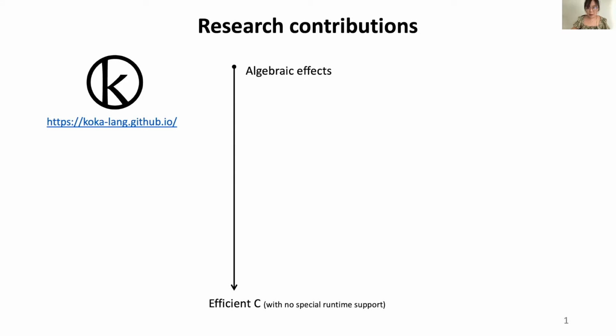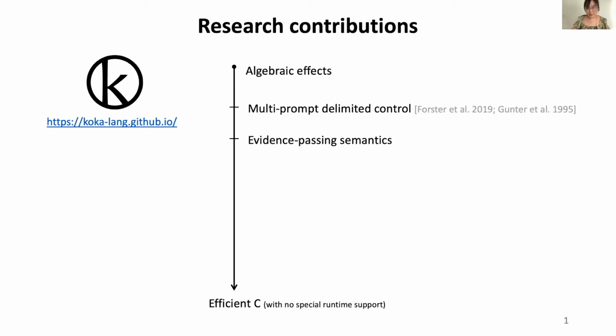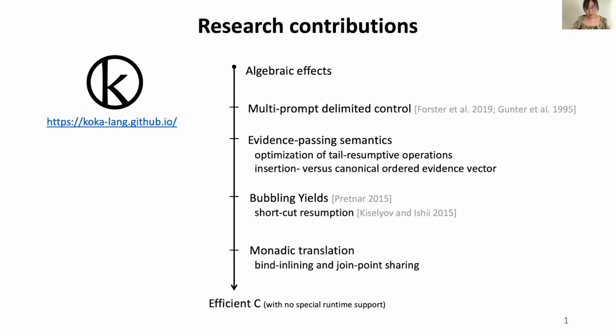We achieve our goal using a sequence of refinements to the semantics of algebraic effects: through multi-prompt delimited control, evidence passing semantics, bubbling yields, and a monadic translation. And we prove each step is semantics preserving. Along the way, we also explore various interesting points in the design space.